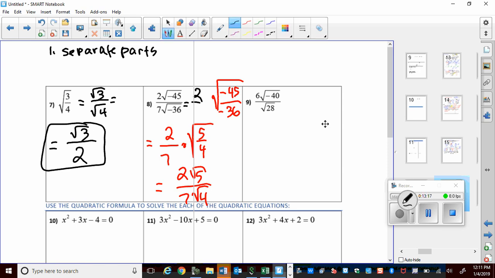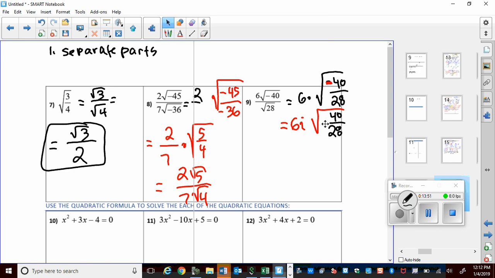Number 6, gonna rewrite this. I get 6 times the square root of, similar to what we did previously, okay? Now, that negative is just negative. So I'm gonna go ahead and bring it out and make it an i. So this becomes 6i times 40 over 28. Okay.